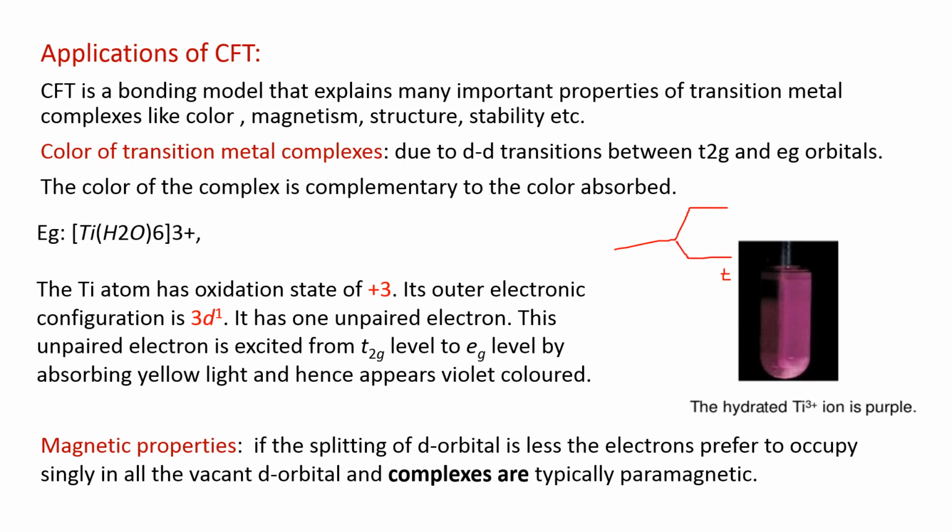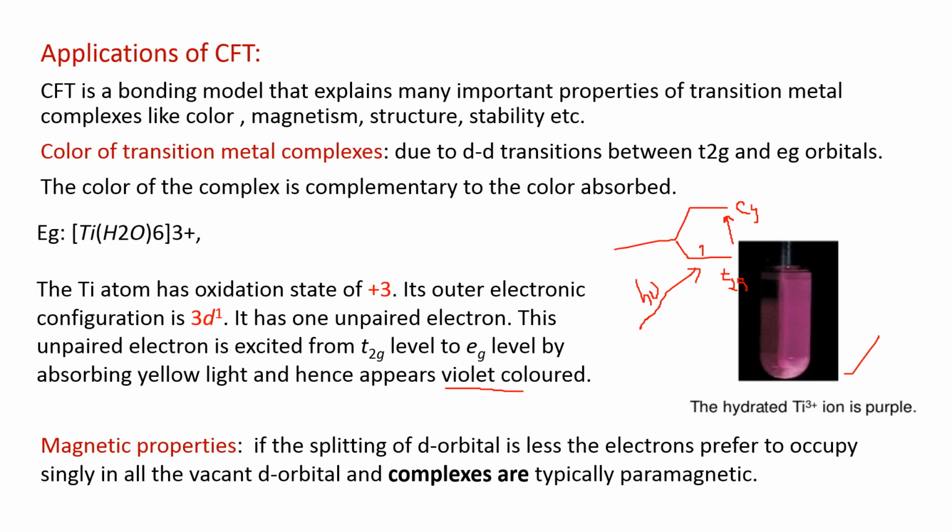Here is t2g and this will be eg. So one unpaired electron is in the lower 3 orbitals and the eg is empty. When you pass light onto this, what happens? This one electron will move from the t2g level to the eg level. When it moves like this, it is called a d to d transition. When it moves like this, it absorbs yellow light and emits violet light. So the Ti3+ complex is purple in color. The color of many complexes was explained with the help of CFT.